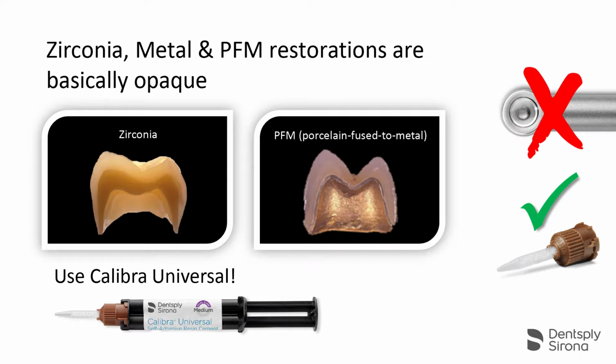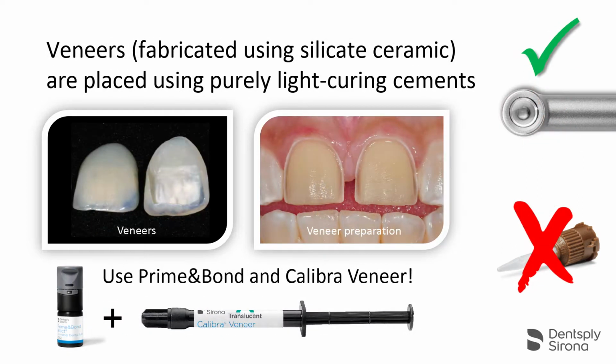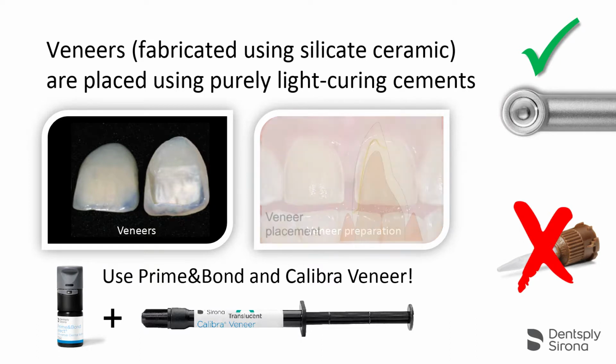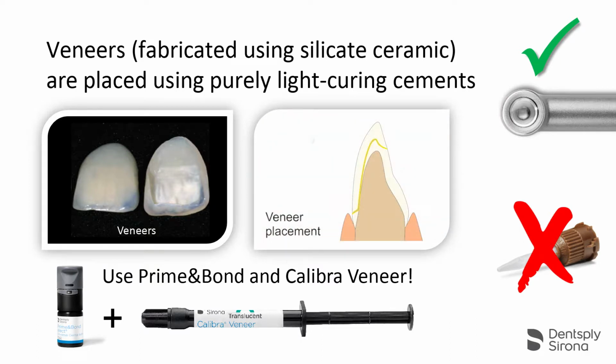Here, both types of restoration are again shown in cross-section. You can see the low translucency of the zirconia and metal bases of the restorations. The complete opposite is true with veneers, which are used for aesthetic correction of anterior teeth. Veneers must always be placed adhesively. As veneers are very thin and highly translucent, Calibra Veneer cement can be very easily light-cured through the veneer. Calibra Veneer is thus a purely light-curing cement.